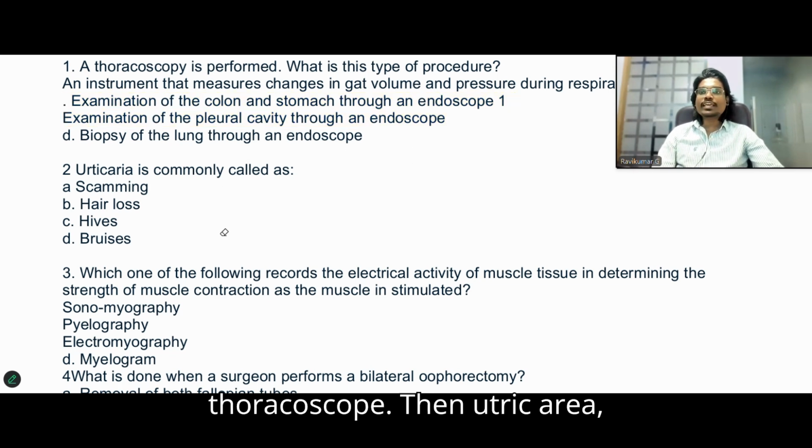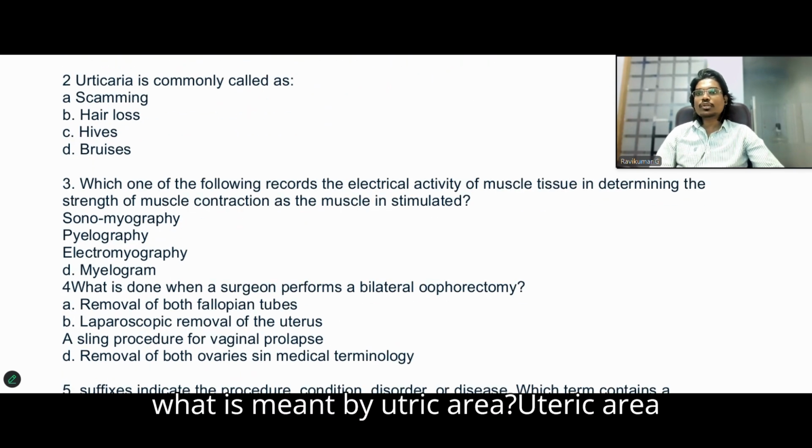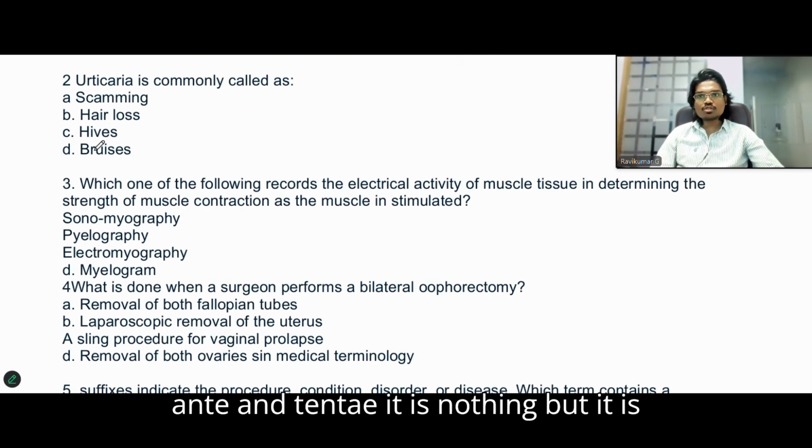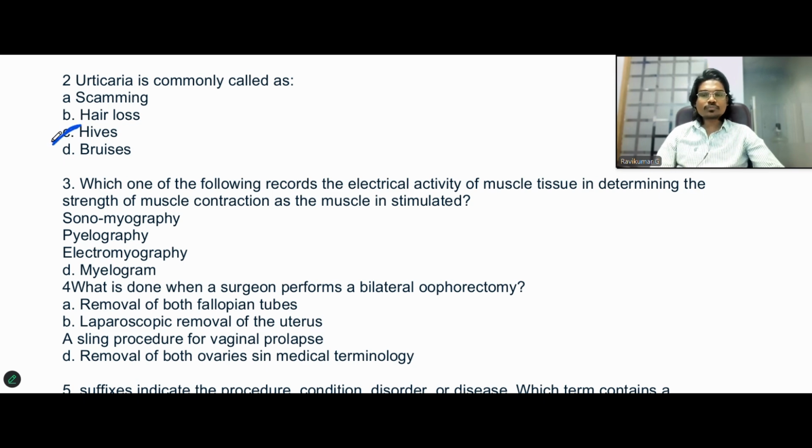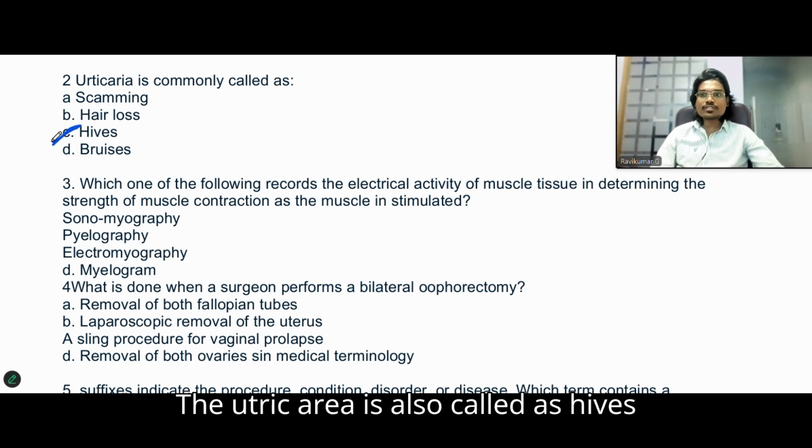Then urticaria. What is meant by urticaria? It is nothing but what is also called hives. Urticaria is also called hives.